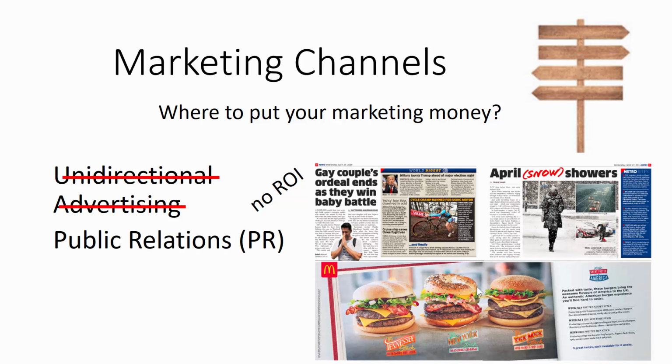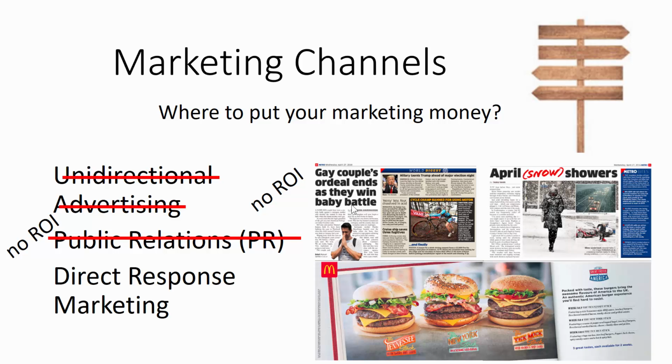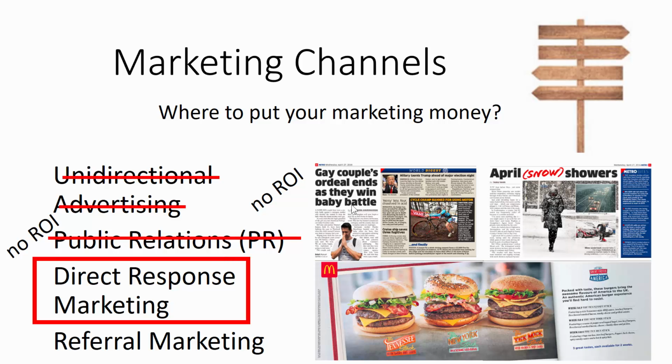Another marketing channel is public relations. The editor may or may not write something good about our product here in the text of the newspaper. There is no ROI on that. This is why we don't want it. In addition to these 2 channels, we have direct response marketing and referral marketing, of which we will use direct response marketing in the present case. We will show you how to use Google AdWords for generating direct response marketing.